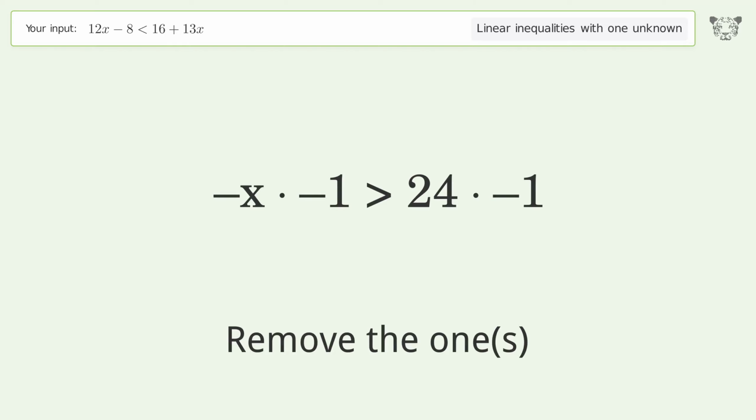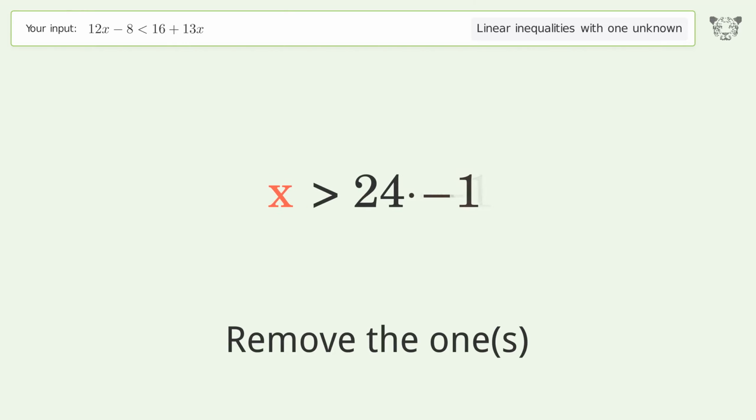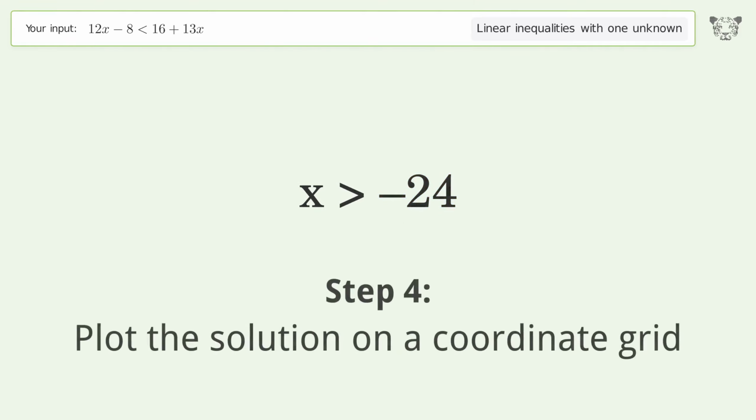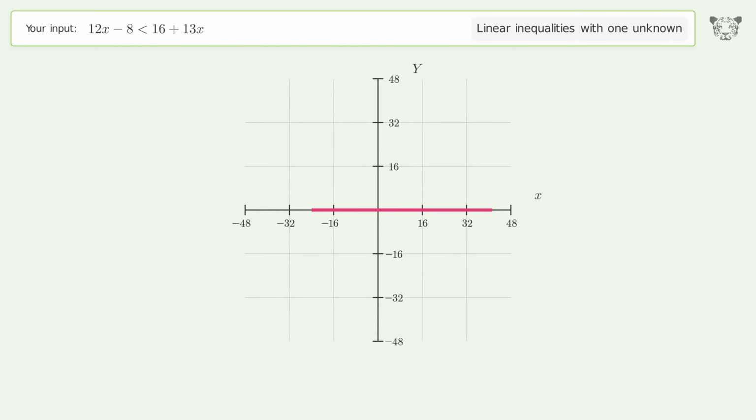Remove the ones. Simplify the arithmetic. Plot the solution on a coordinate grid. And so the final result is x greater than -24.